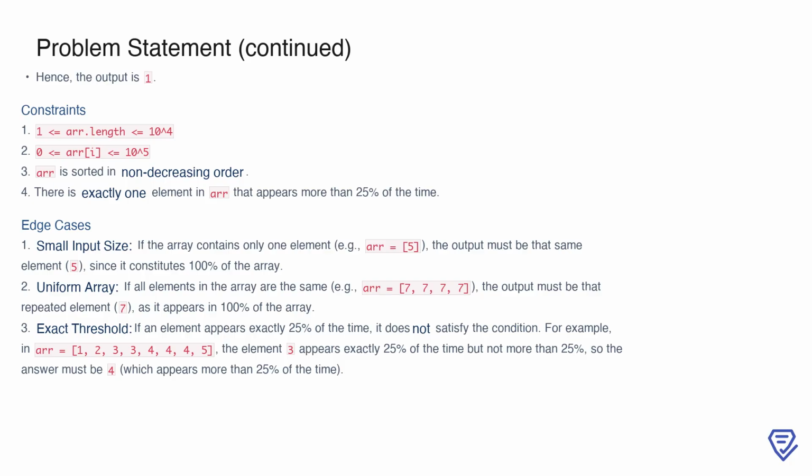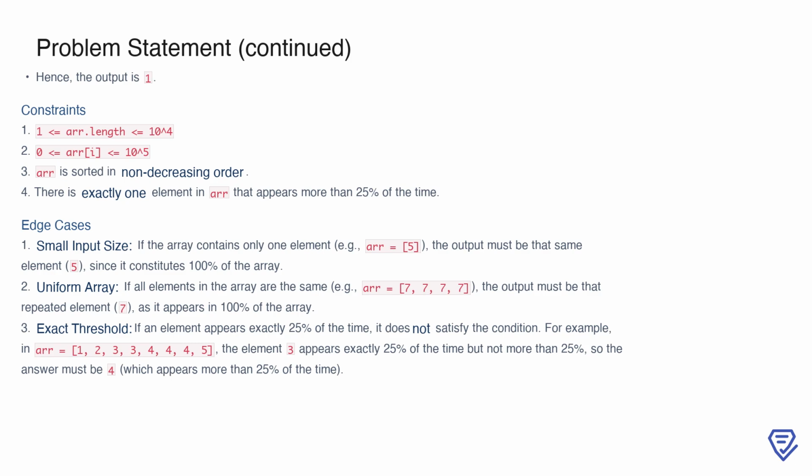As for edge cases, consider an array with only one element, like ARR equals 5. Here, the single element constitutes 100% of the array, so the output is 5. In a uniform array where all elements are the same, for instance, ARR equals 7, 7, 7, 7, the output is that repeated element, 7.